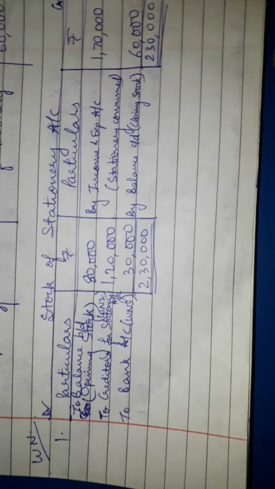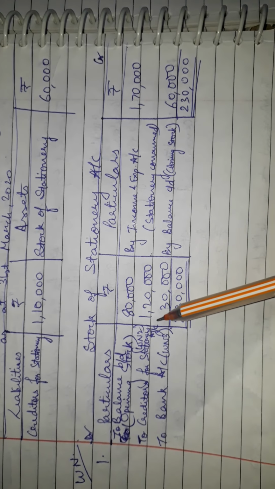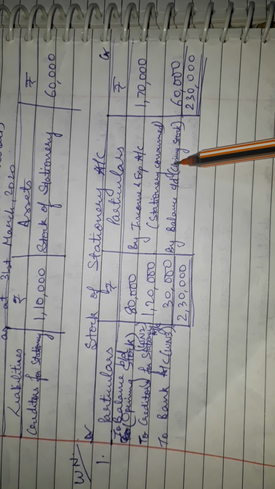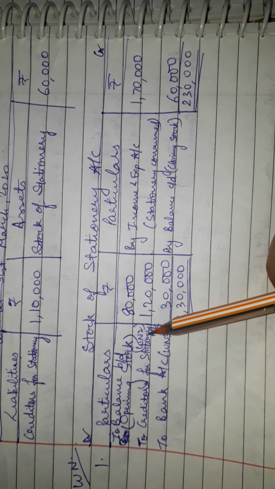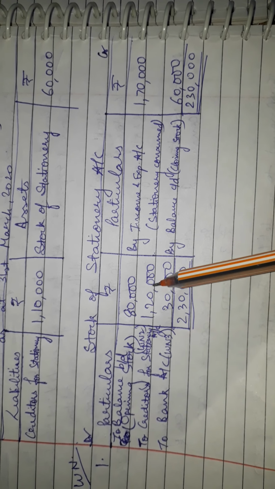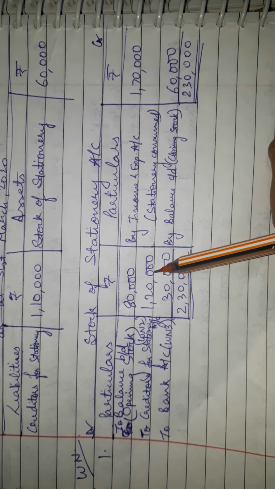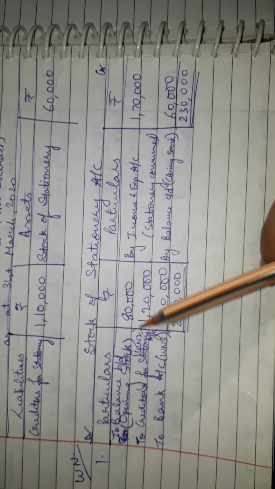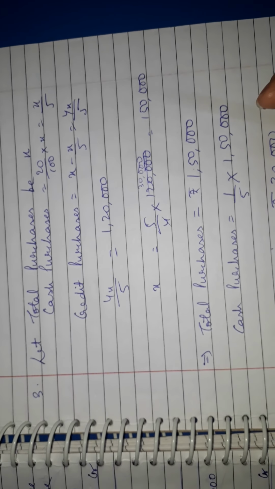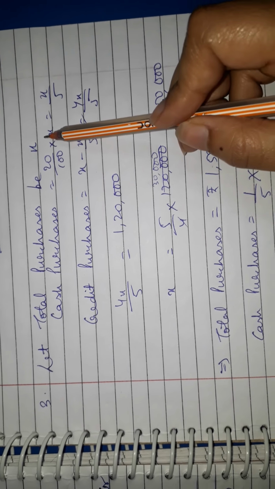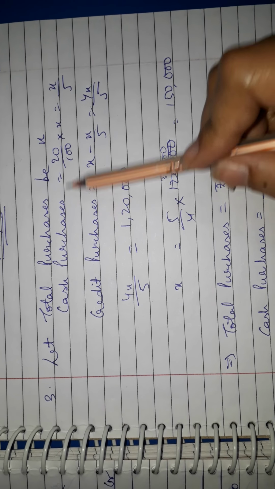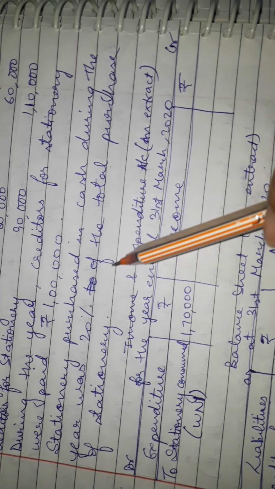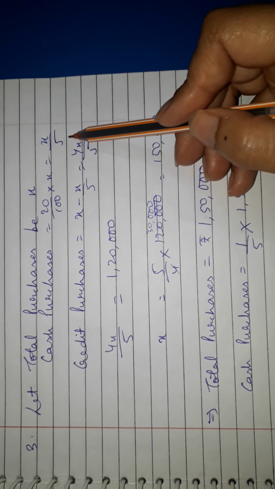Now look at the stock of stationery account. Stock of stationery balances we have already forwarded. Now here we will write to creditors for stationery as given in working note number 2, 1,20,000. Right? Now we need to calculate the cash purchases before completing this particular account. So let's calculate cash purchases. Let total purchases be X. Cash purchases as given in the question is 20% of X, 20% of total purchases. So it is 20% of X, X by 5.